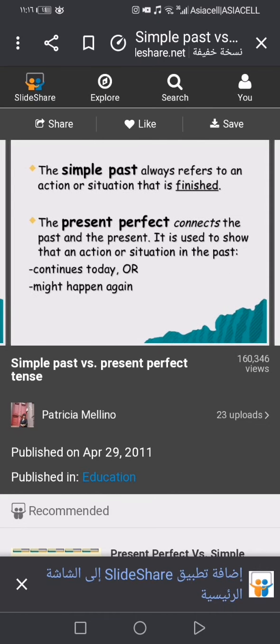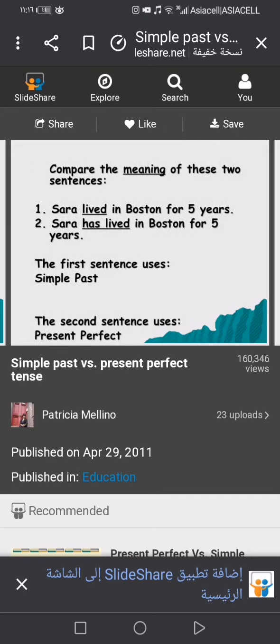The past simple refers to an action or situation that is finished. The present perfect connects the past and the present. It is used to show an action or situation in the past. Okay. Sarah lived in Boston for 5 years. So that was a long time ago. Sarah has lived in Boston for 5 years. In the first sentence, she lived in Boston, and now we don't know where she lives now. It was maybe 20 years ago. But in the second sentence, we use the present perfect because she has lived there from 5 years in the past up to the present situation. Maybe she is living now in Boston.